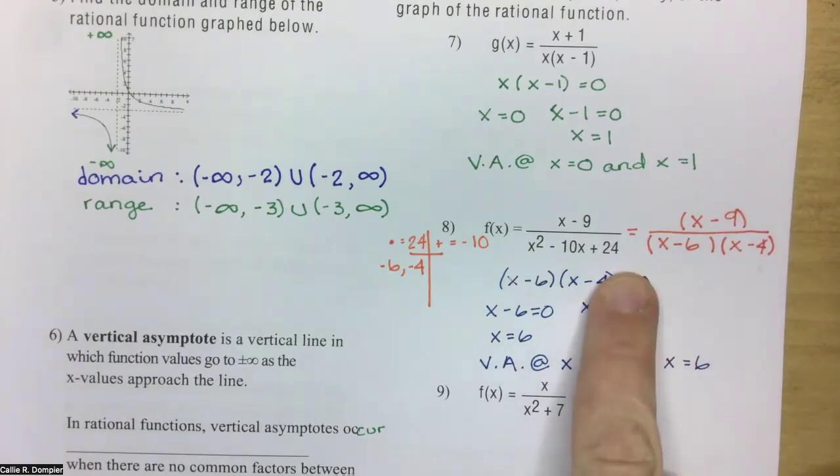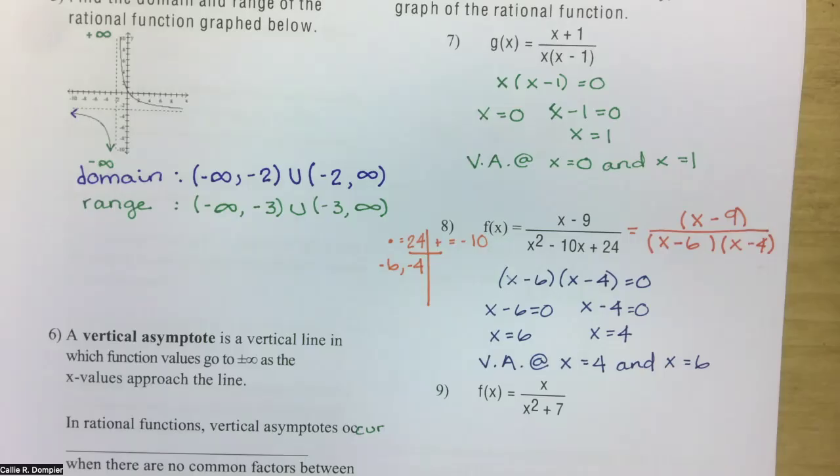If you were to graph this in Desmos, you would see that the graph does not ever cross 4 and does not ever cross 6, and that on the y-axis, at both 4 and 6, it will be approaching infinity and negative infinity on the y-axis. Good? All right, number 9 is f of x equals x divided by x squared plus 7.